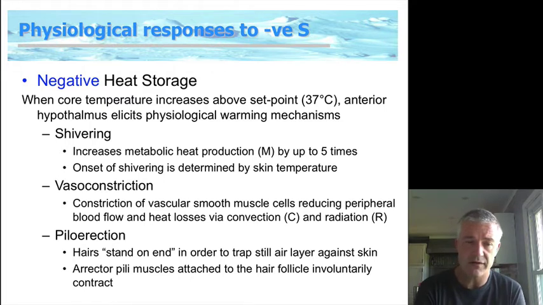The other thing we're going to do is to reduce radiative heat losses and reduce convective heat losses. We are going to vasoconstrict and try to keep more of that heat inside the body. We do have piloerection. It really doesn't help us too much. We generally don't have enough hair to trap that air against the skin. But we still have that effect.